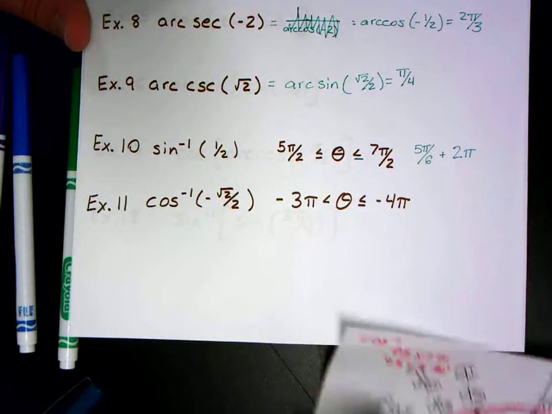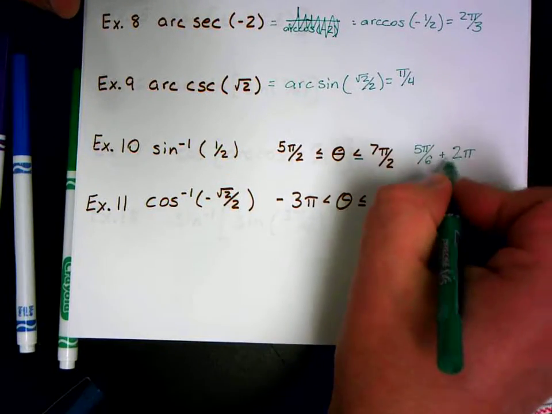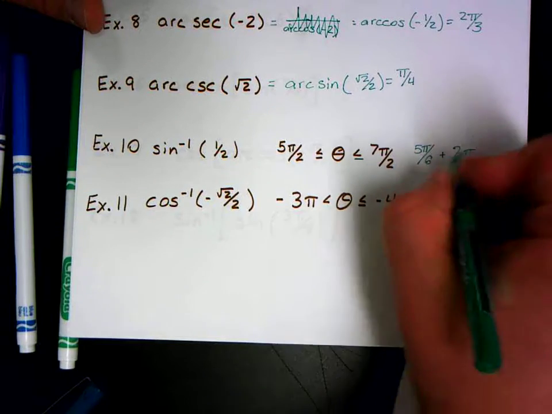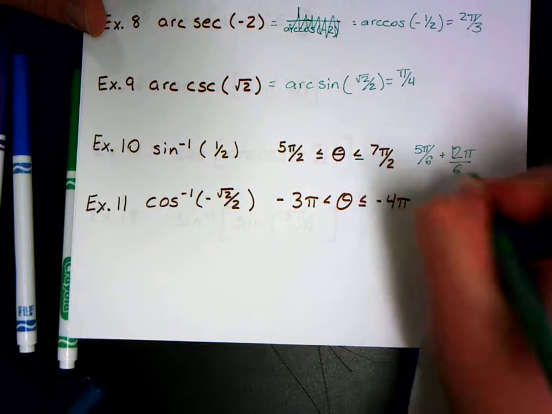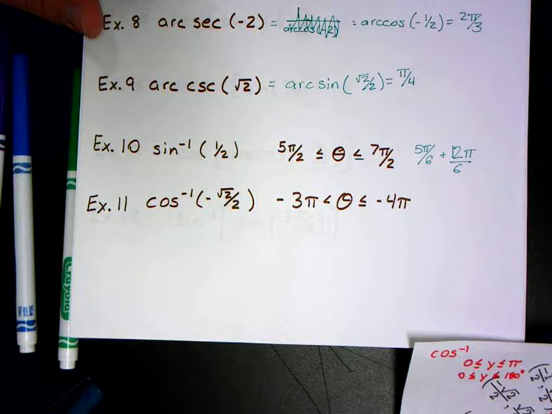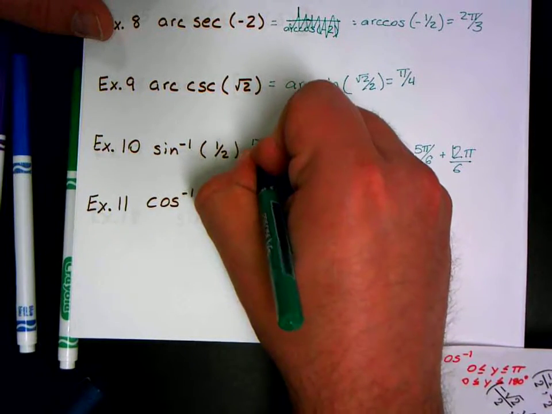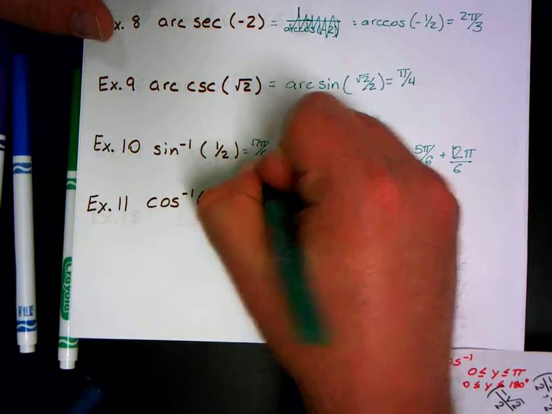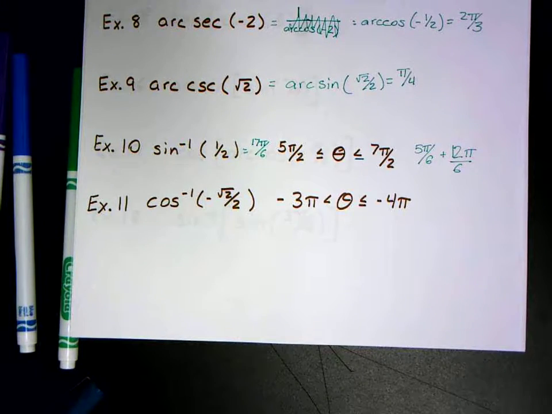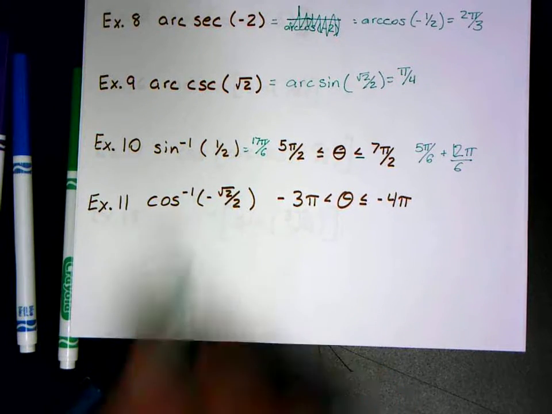So to calculate that, I can do this. So that would be 12 pi over 6, right? So 17 pi over 6. Okay, so let's try another one.